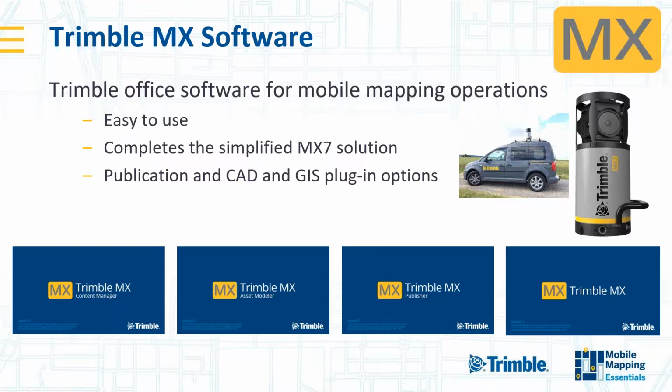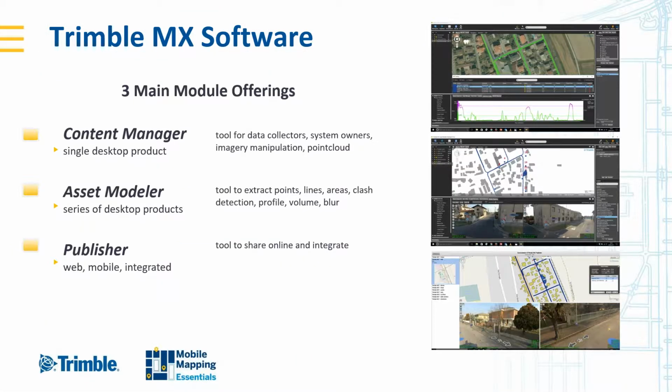Asset Modeler is the software that I'm going to show you that is used for extracting data, and then Publisher is a way of obtaining a server license, an on-premise server license that allows you to publish data, make it available over the internet to share with anybody that needs access. So those are our three modules. Move on.